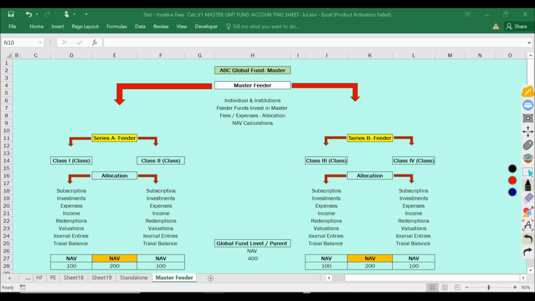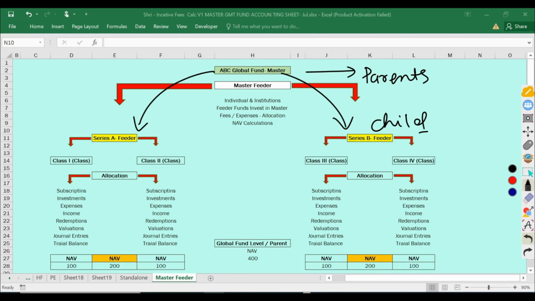Master means it's like a parent, so let's discuss master and feeder. Master is like a parent, and feeder is like a child. Let's say the parent has two children, one is feeder A and one is feeder B. Sometimes you would see, let's say, master has feeder A in the US, and feeder B which is for, let's say, euro currency, which means international currency.